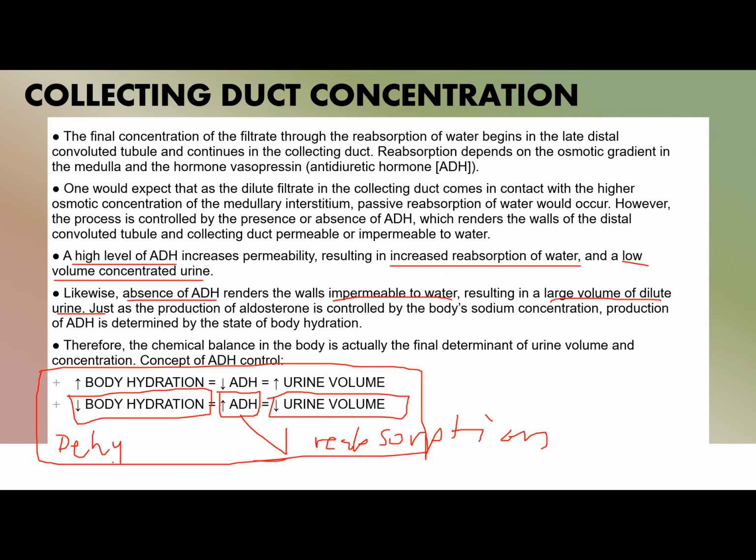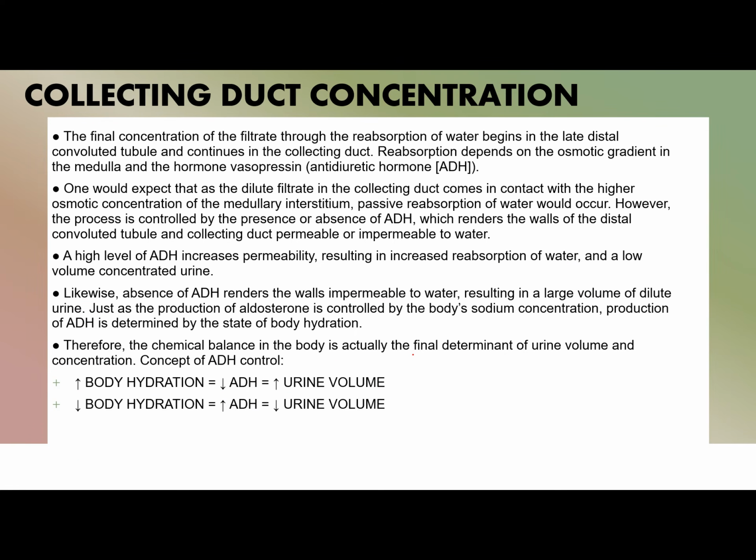So if you are dehydrated, ADH will increase, leading to decreased urine volume. But when you are hydrated, there is decreased ADH, leading to increased urine volume. Therefore, class, we can conclude that the final determinant of urine volume and concentration is ADH. ADH is a big factor, class. When ADH is high, urine volume decreases.